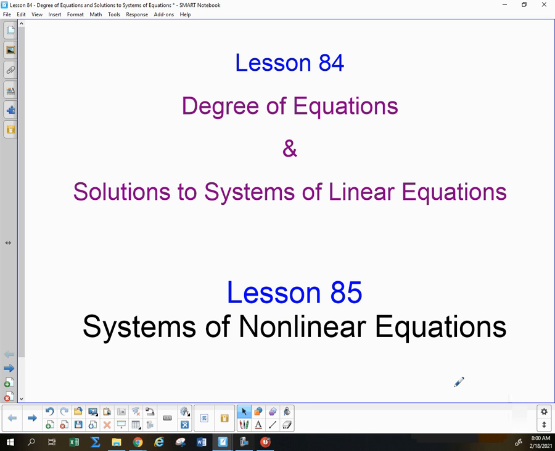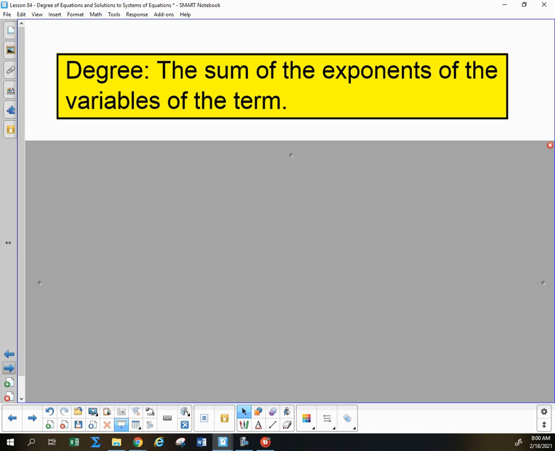Lesson 84, we're going to be talking about the degree of equations, and we're also going to talk about what can happen when we have systems of linear equations, so two lines. What happens when we try to solve those? What are the different possibilities? So first, vocabulary that you need to copy down and know.